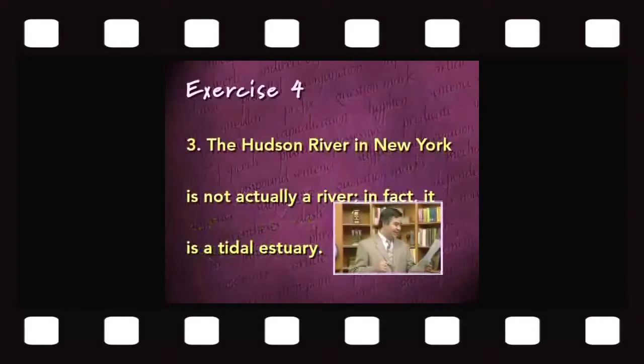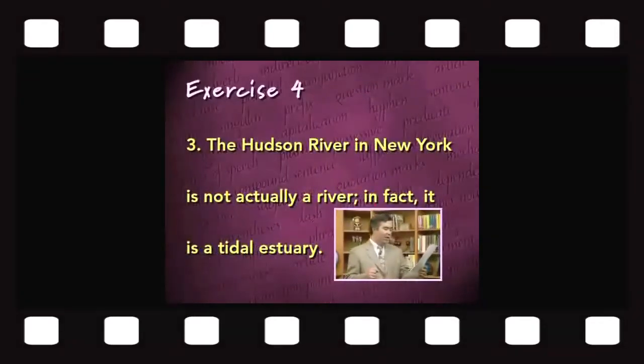Let's look at the next sentence. The Hudson River in New York is not actually a river. In fact, it is a tidal estuary. 2 verbs in this sentence. The first one is, and the subject is river. The entire first clause is talking about what the Hudson River is. So river is the noun, which is the subject of the verb is. The second verb is also is in the second clause, and the pronoun it is its subject.